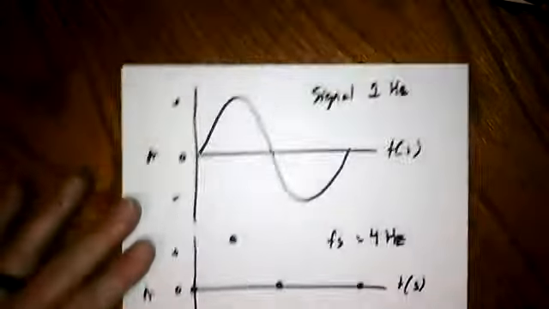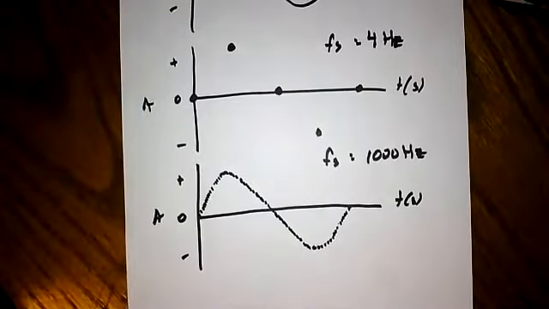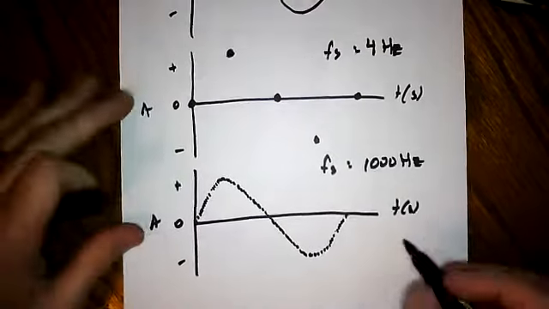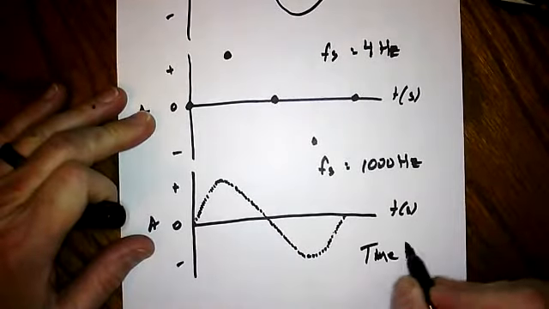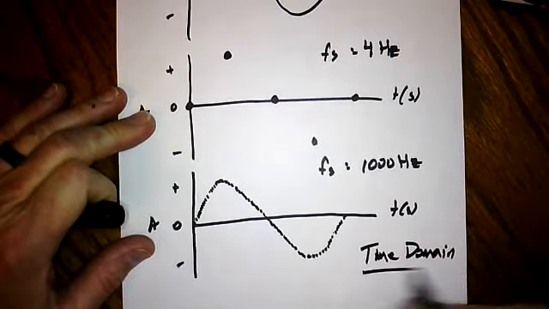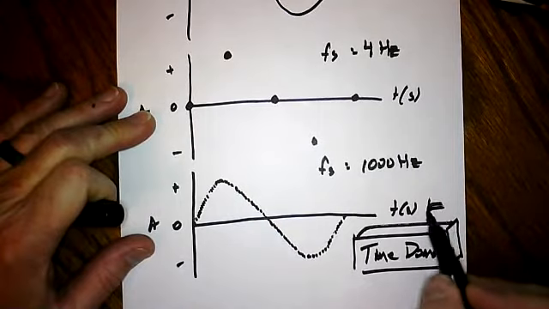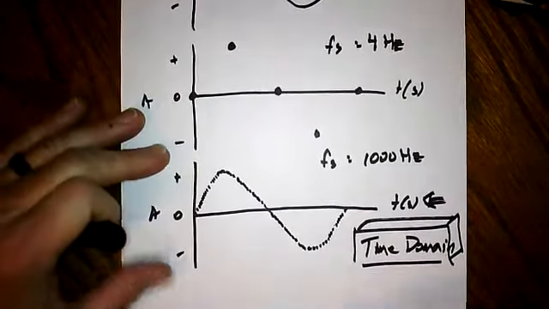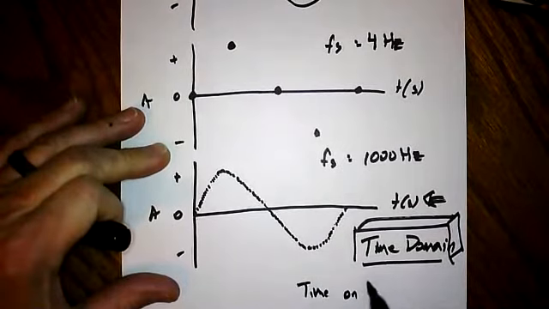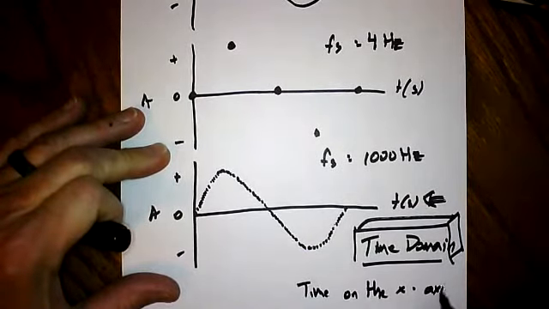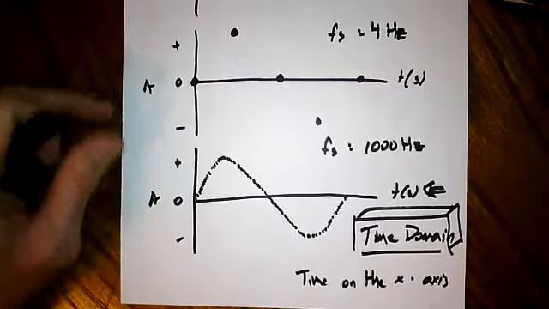Wow, that looks a lot like the continuous time function. So it's a super easy way to represent the continuous time function in the time domain, okay? And I should define that. Time domain is anytime we have a plot with time on the x-axis, okay? Anytime we have time on the x-axis.